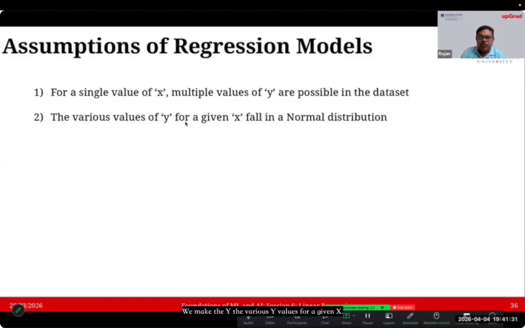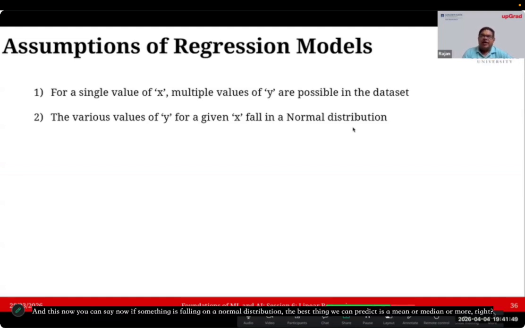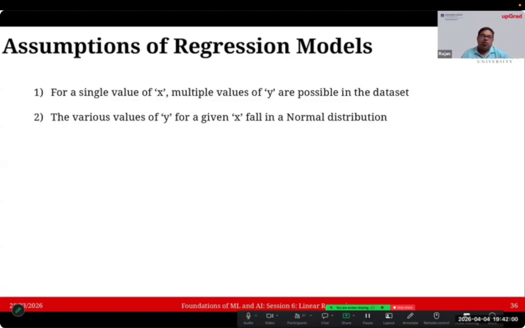The various y values for a given x, for one x value, we have the set of y values possible, right? And those will fall on a normal distribution. This is the second assumption, normal distribution. Now if something is falling on a normal distribution, the best thing we can predict is a mean or median or mode, right? That's what we measure. That's what we predict. So what we are predicting is the mean of this normal distribution.